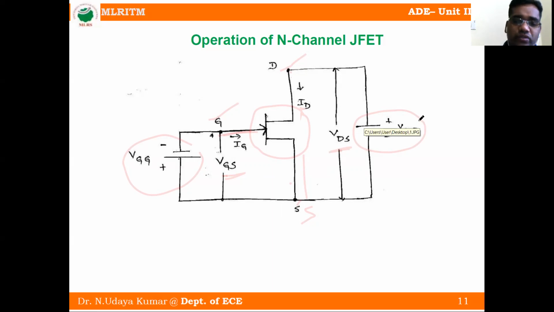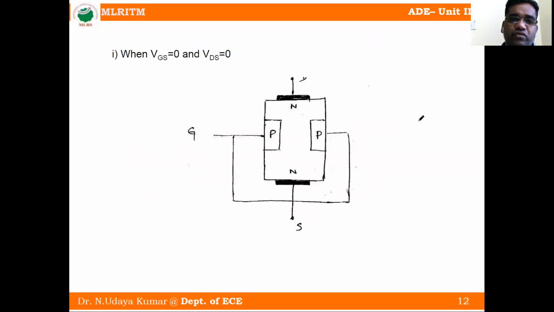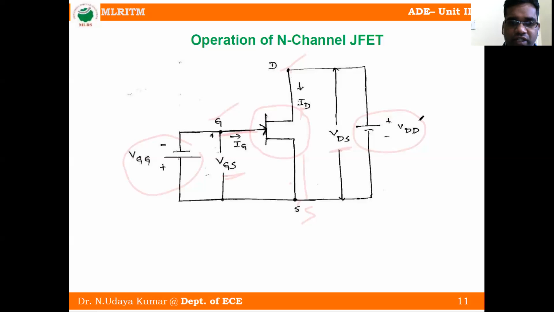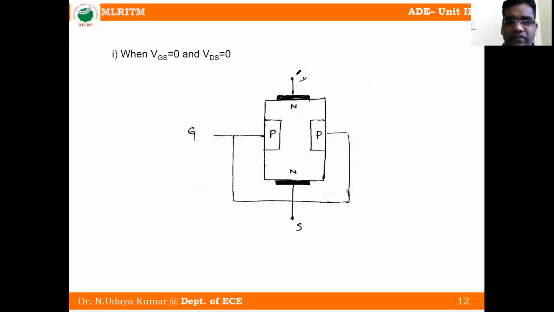This is the circuit. First we will see different conditions. When VGS is equal to 0 and VDS is equal to 0, that means the gate to source terminal voltage is 0 and the drain to source terminal voltage is 0. Then what happens? This is the first condition. When no voltage is applied between drain and source and gate and source.